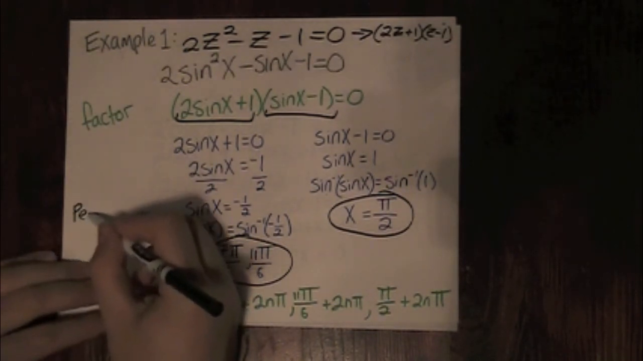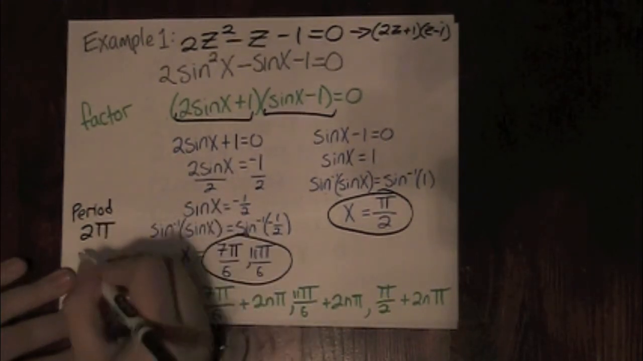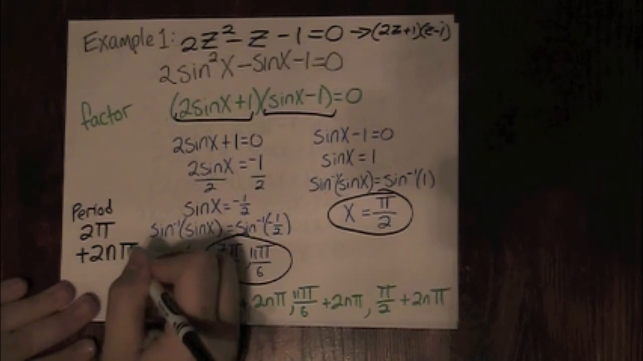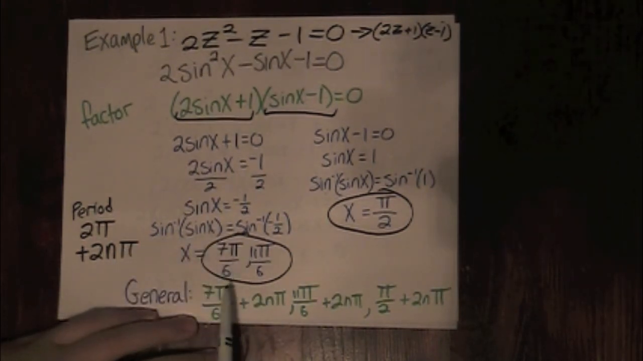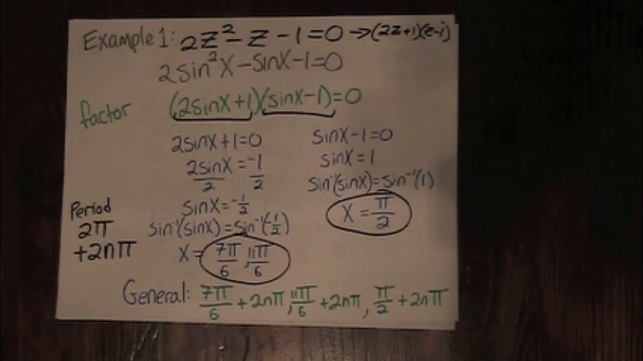Remember that the period of sine and cosine is 2 pi, so we need terms that are plus 2 times n times pi. For our 7 pi over 6, we arrive at 7 pi over 6 plus 2n pi. 11 pi over 6, we're going to add our 2n pi to also. And pi over 2, we're going to add 2n pi also.